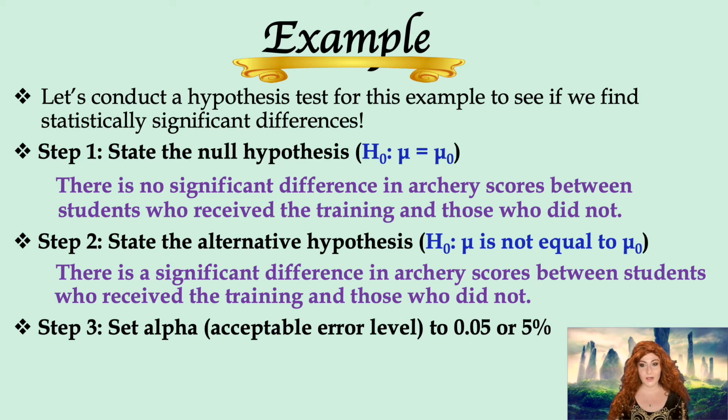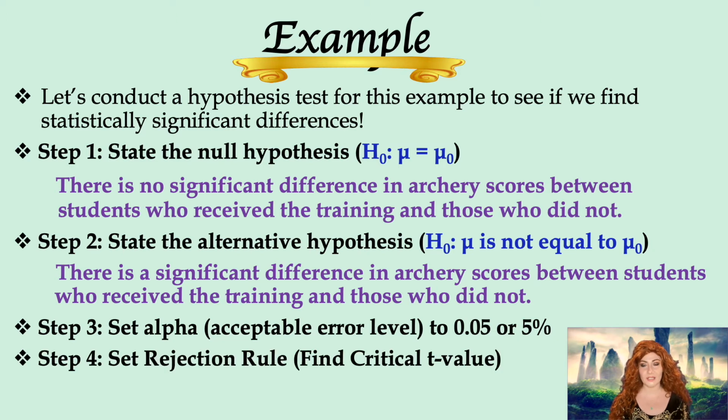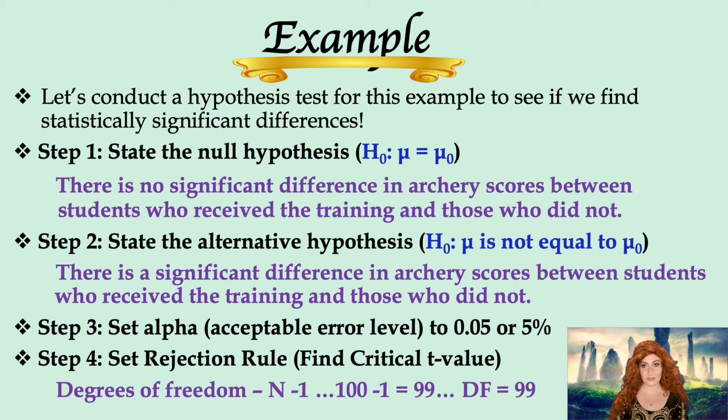Now step 4 is to set the rejection rule. In other words, we need to find the critical t value. And as we mentioned previously, in order to do that, we need to calculate degrees of freedom. If I mentioned in the previous example that we had 100 students that participated in this archery competition, in that case, 100 would be my n, and n minus 1 would be 99.